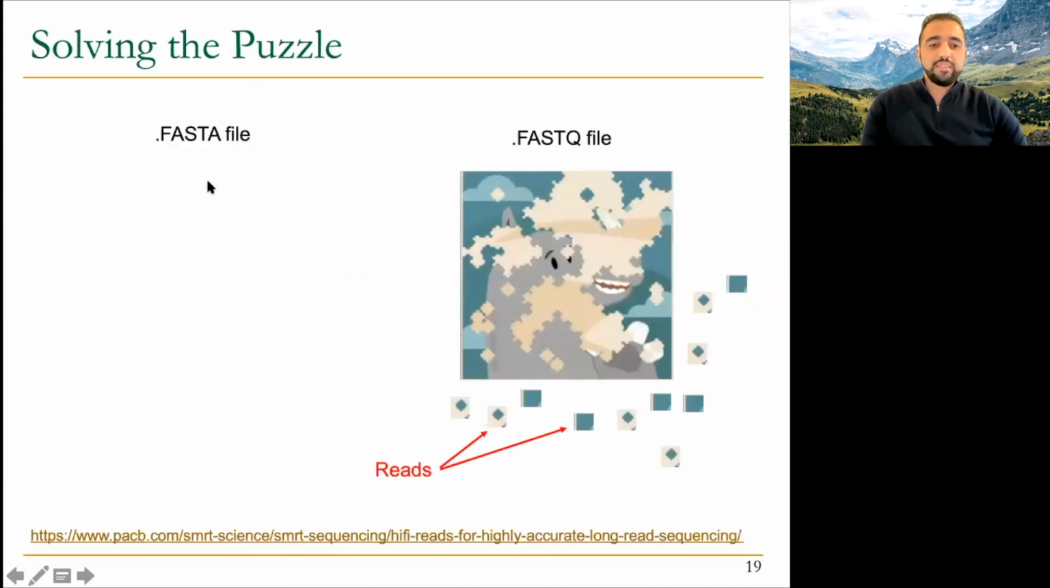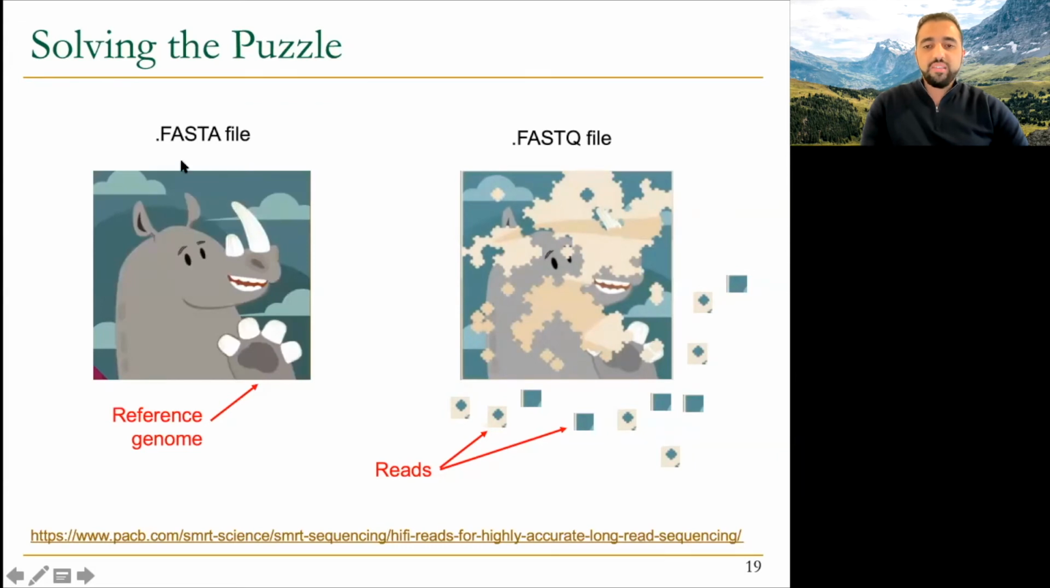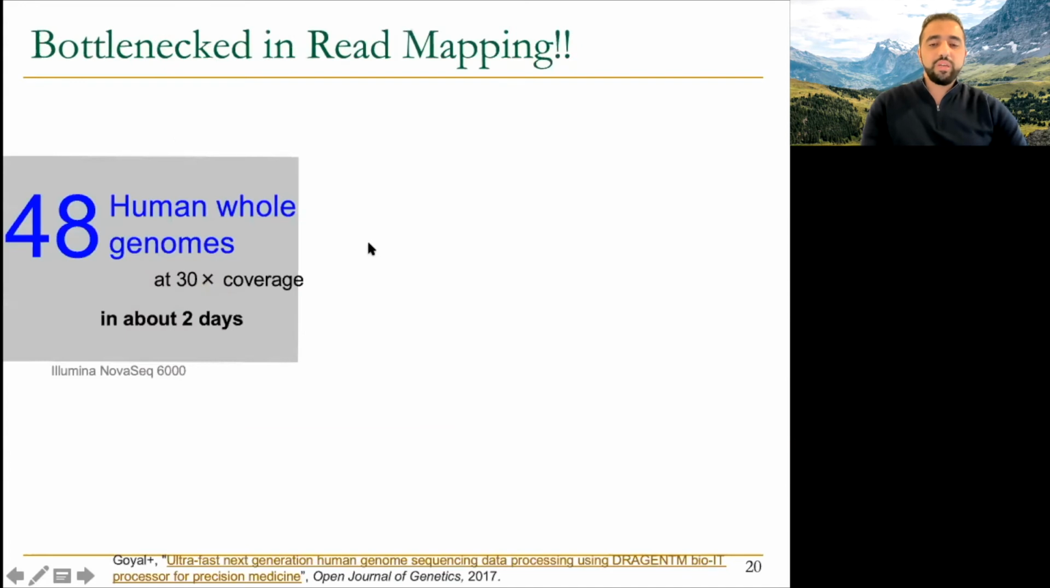Our goal next is to map the things we have in the FASTQ file to the things we have in the FASTA file. The FASTA file is the full picture. FASTQ is just a few segments of your DNA, and we solve it as if you have a puzzle, where you try to stitch these pieces together and build back your complete reference genome. This step is what we call read mapping, because each small piece is called a read, and we map the reads, or these small segments, to the reference. Okay, so what's the problem with read mapping?